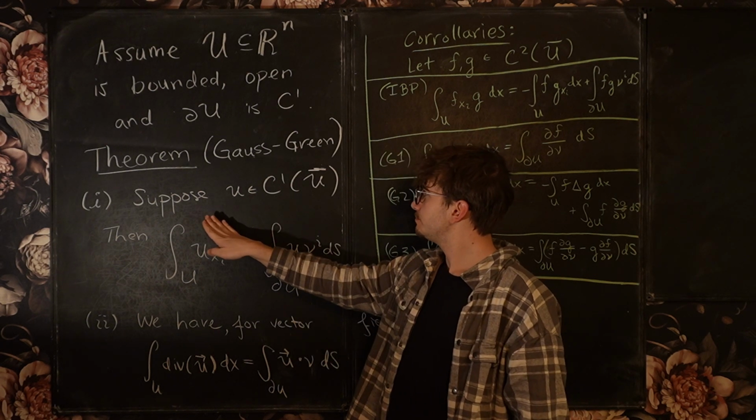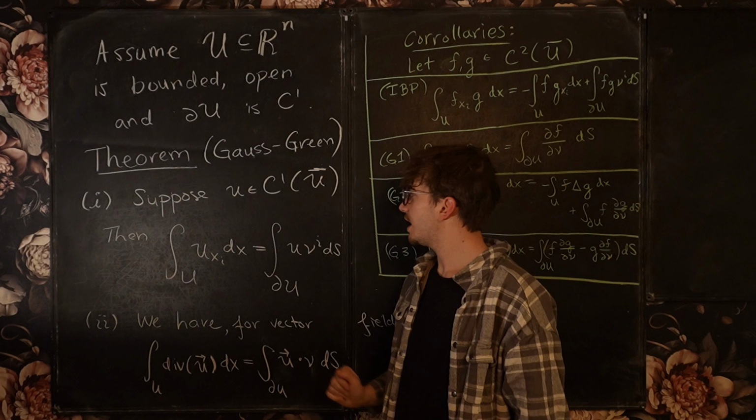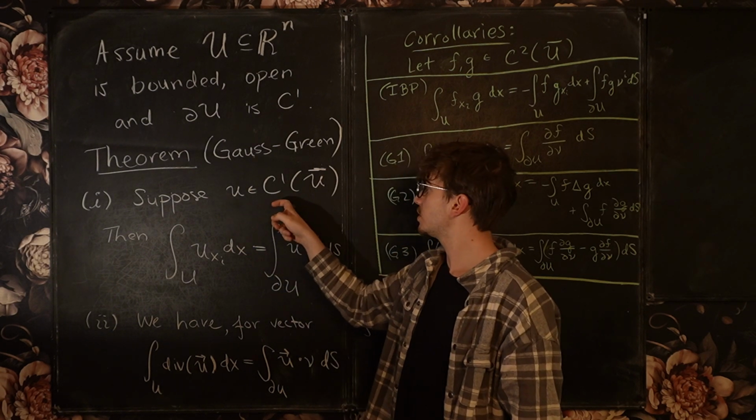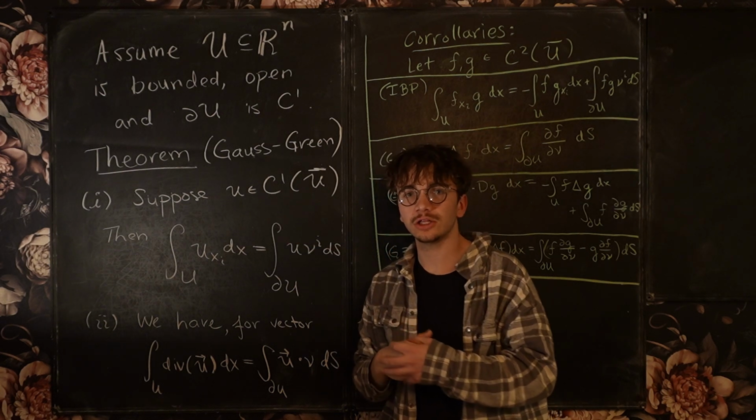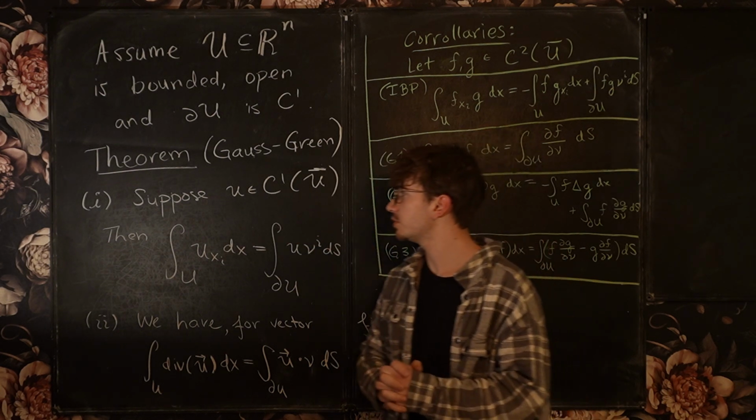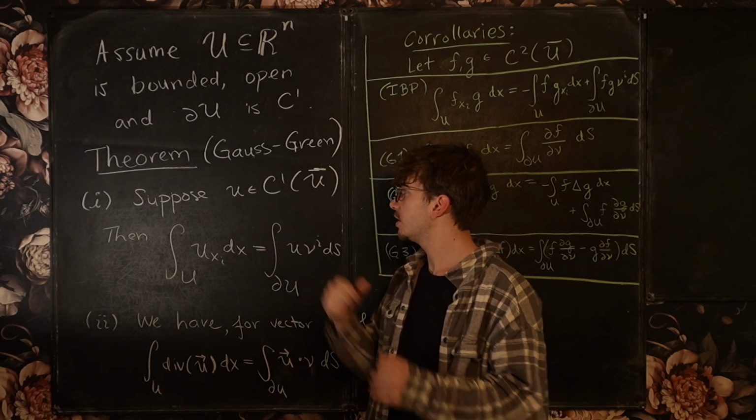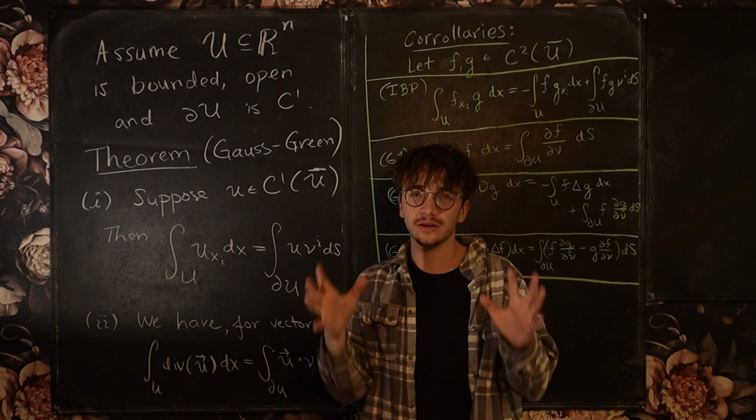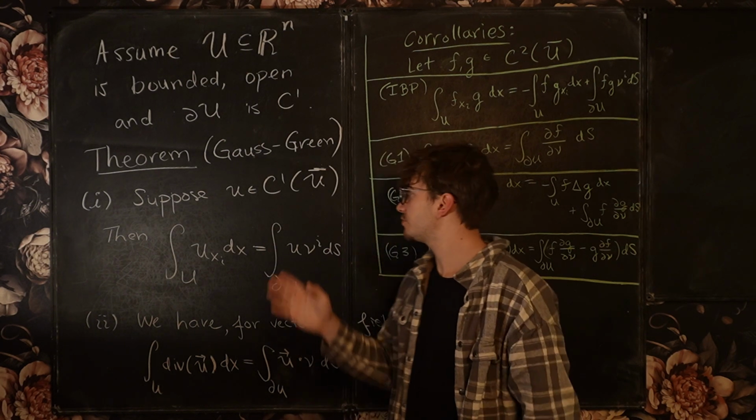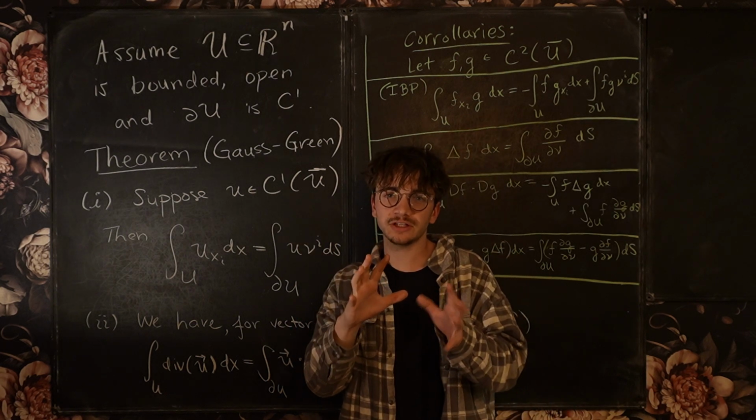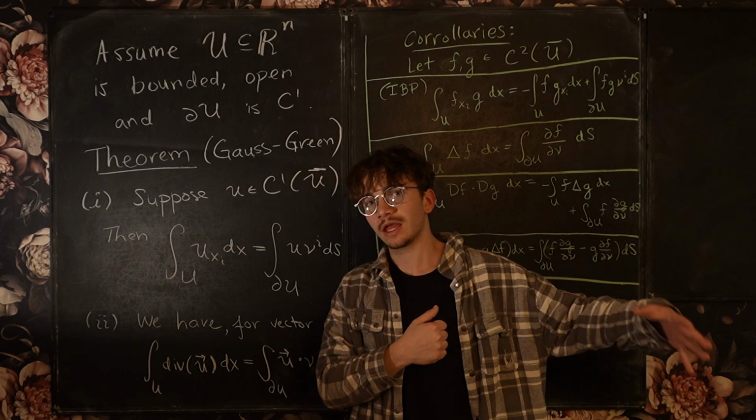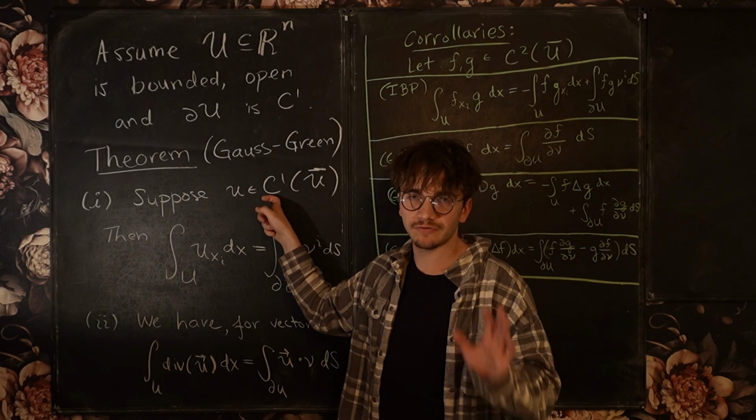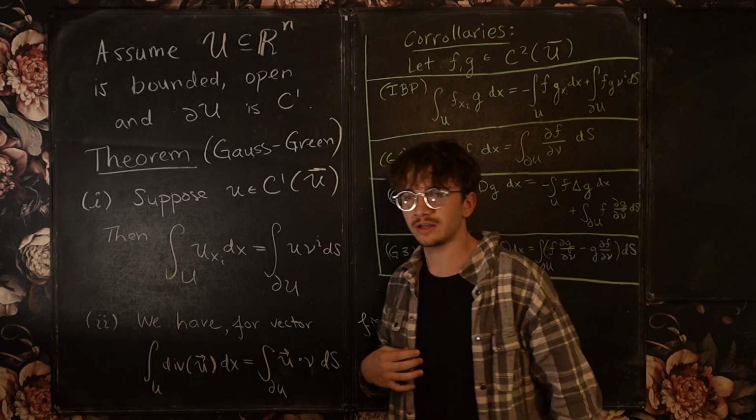All right, so for our theorem, we assume that we have a function small u belonging to C1 of the closure U bar, okay? So essentially we have a function which is defined on our set U and the boundary of our set. And this function maps the set U and its boundary into the real numbers. And furthermore, we're requiring that it is continuous and in fact differentiable with continuous derivative, okay?